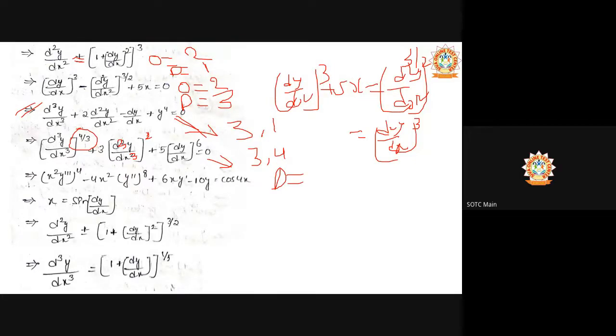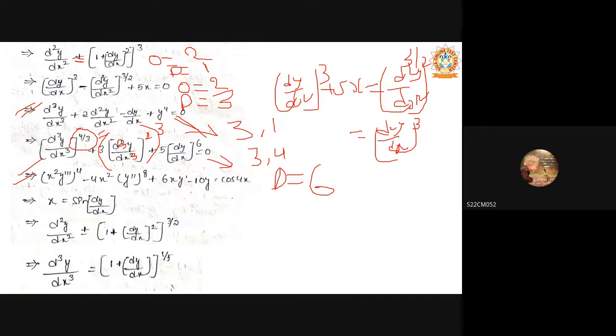So you need to eliminate definitely this fraction. If you do cubing on both sides, here definitely something will be cubed on this side. So here 2 into 3 will become 6. Right? Now try to see this question. x square y triple dash whole power 4 minus 4x square y double dash whole power 8 plus 6x y dash minus 10y is equal to cos 4x. So tell me what is the order?